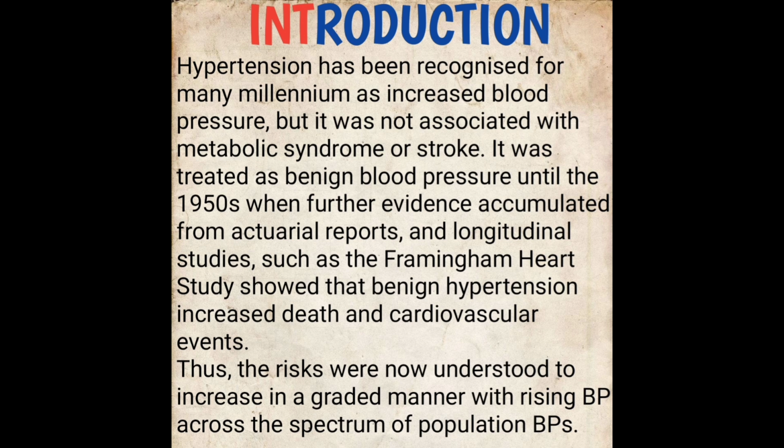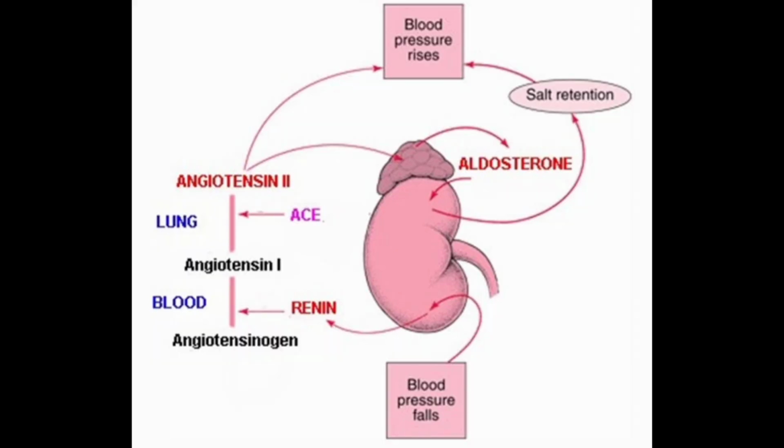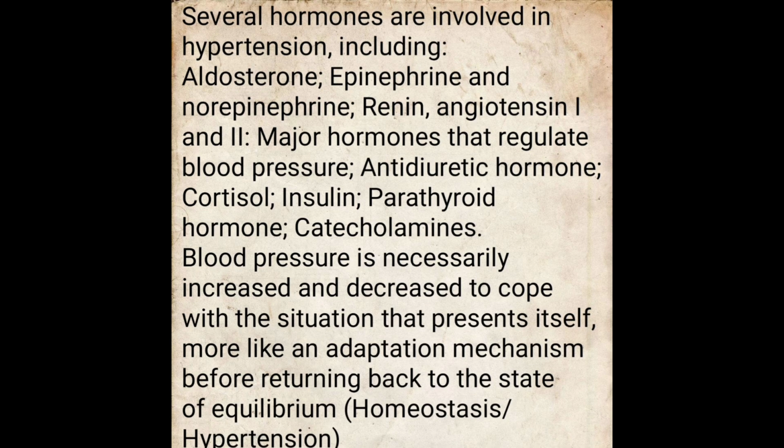There is even a grading by age, and all that is part of what would form the basis of the prevention and recommendation. Several hormones are involved in hypertension, including aldosterone, epinephrine and norepinephrine, renin, angiotensin 1 and 2, the major hormone that regulates the blood pressure, antidiuretic hormone, cortisol, insulin, parathyroid hormones, catecholamine, and so on. Blood pressure is necessarily increased and decreased to cope with the situation that presents itself, more like an adaptation mechanism before returning back to the state of equilibrium, the homeostasis.